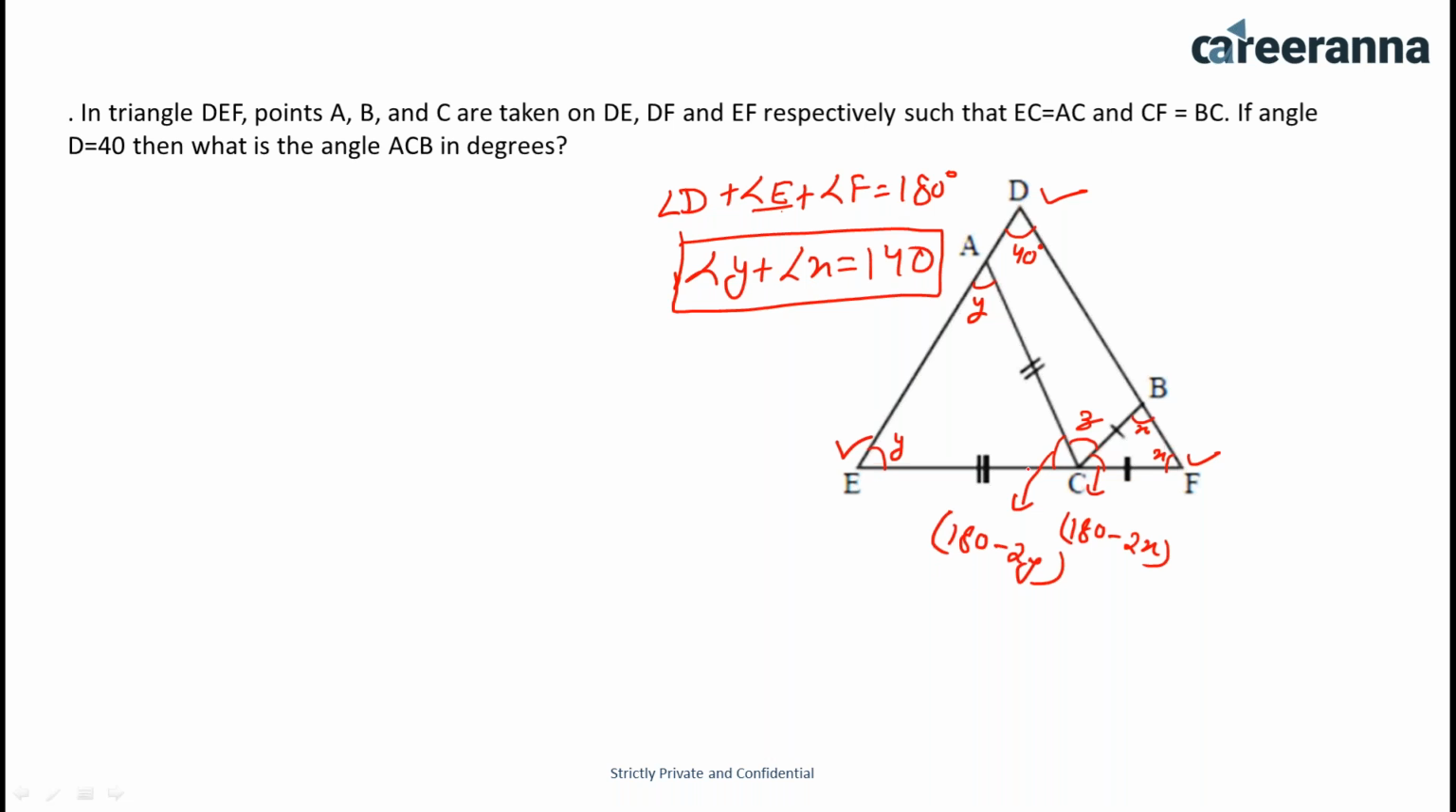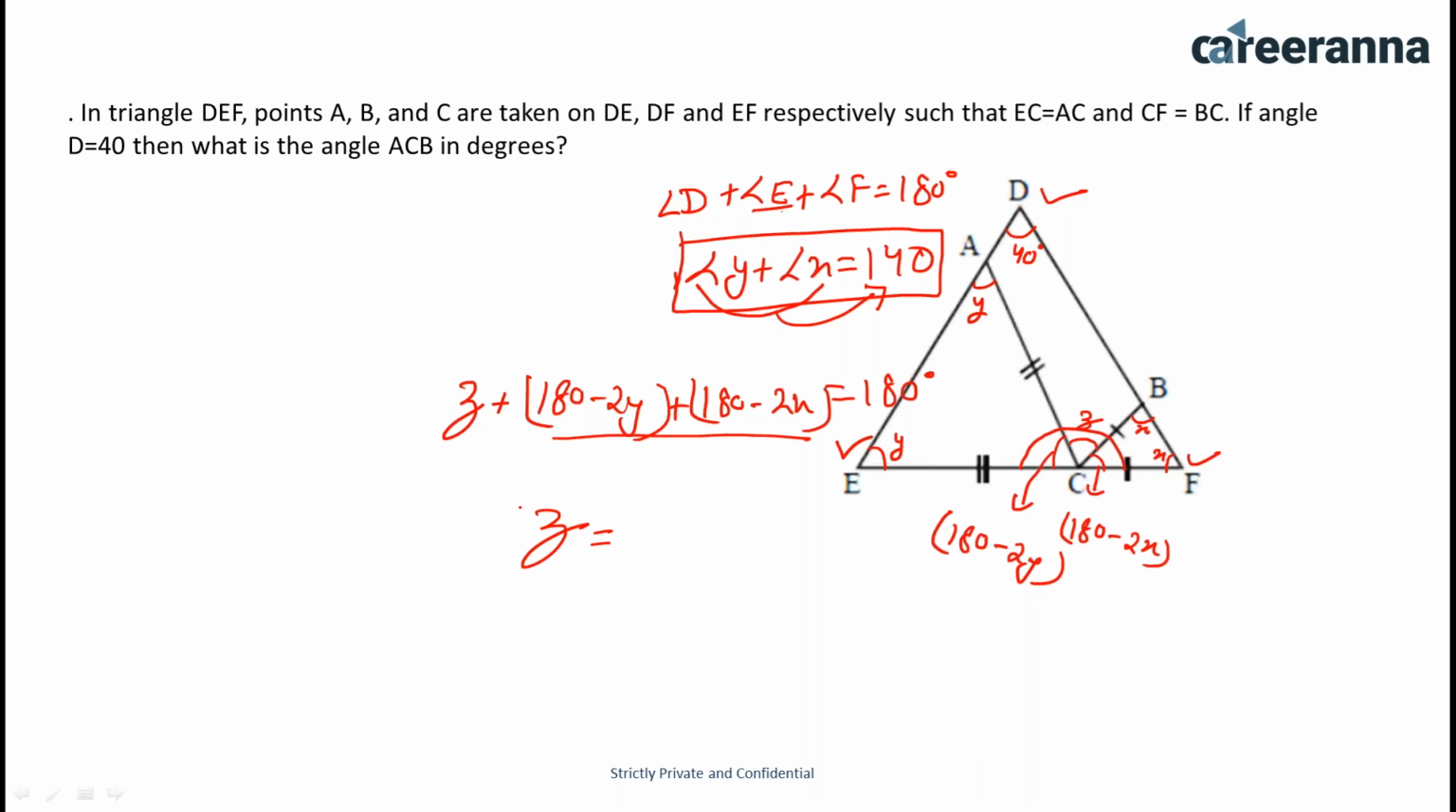Because the angles forming a linear pair sum to 180 degrees, you can say angle Z plus 180 minus 2y plus 180 minus 2x is equal to 180 degrees. When you calculate this, you can use angle X plus Y is equal to 140 degrees. With the help of this, you can easily calculate angle Z. I'm not solving it here, you can easily calculate this.